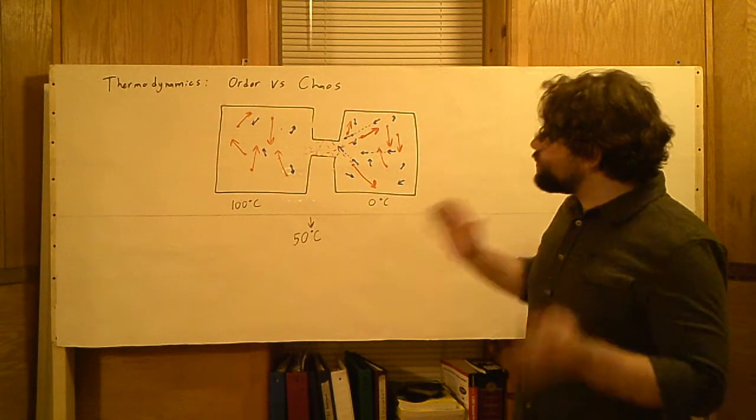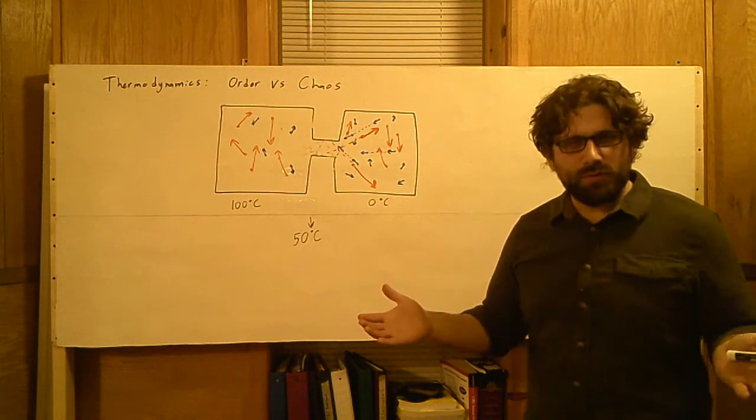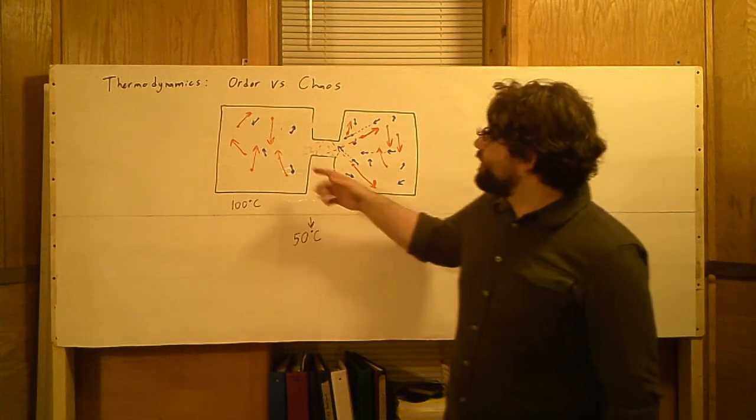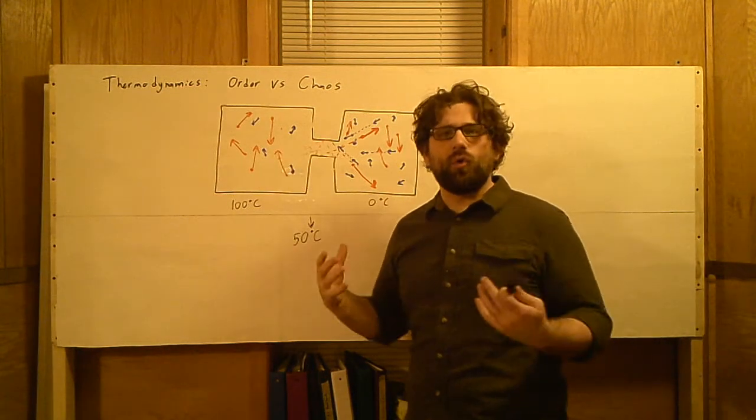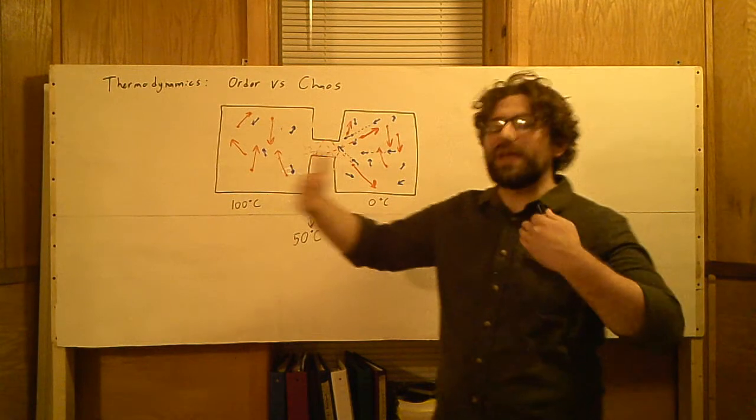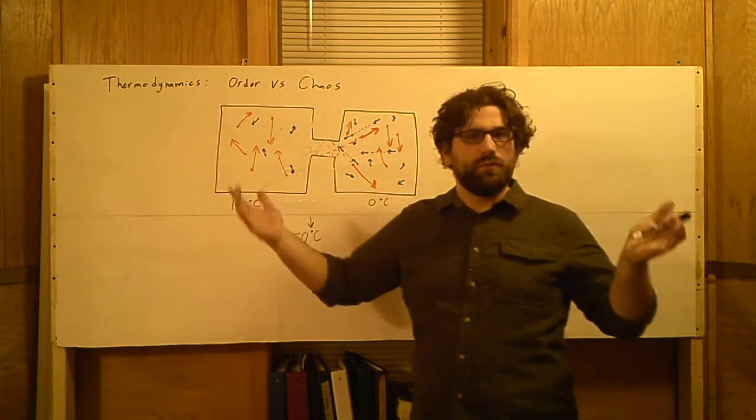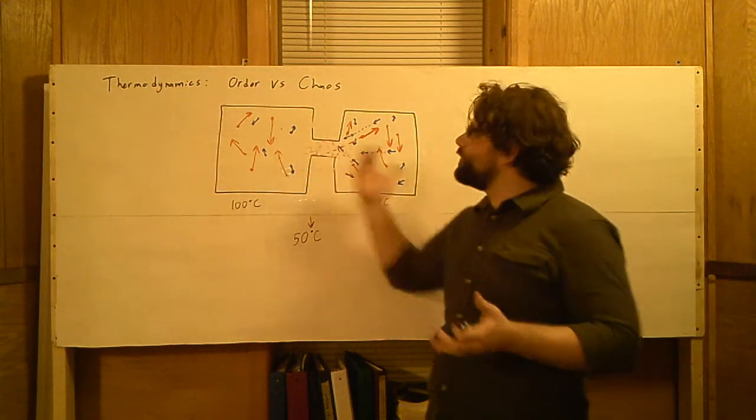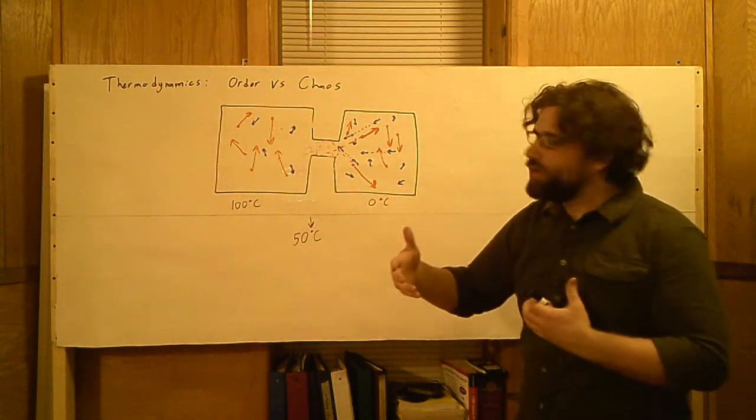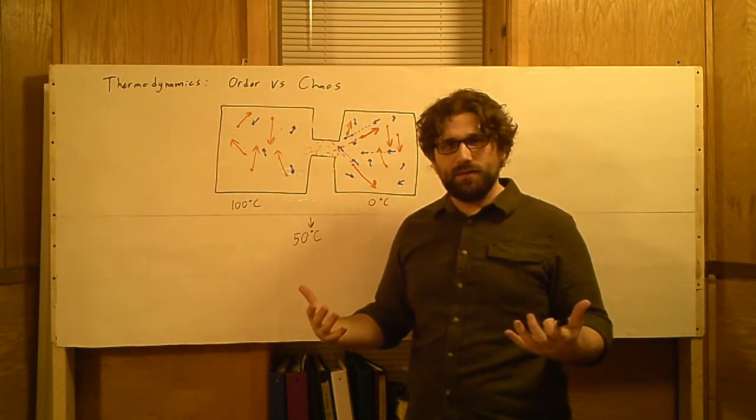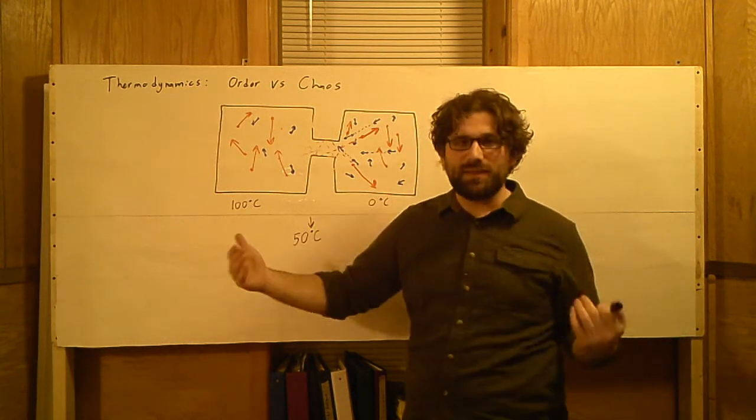Now, which one was more ordered? Which one was more chaotic? Well, obviously, the first one had a lot more order. We had a clear sorting between the fast molecules and the slow molecules. And over time, once we allowed those two things to intermingle, we had a really even mix. It's a lot more chaotic. Let's extrapolate this example.